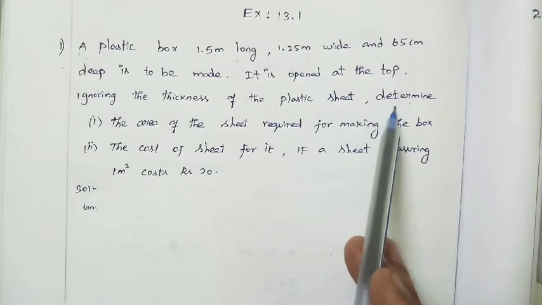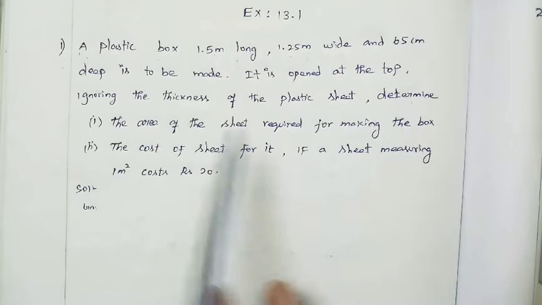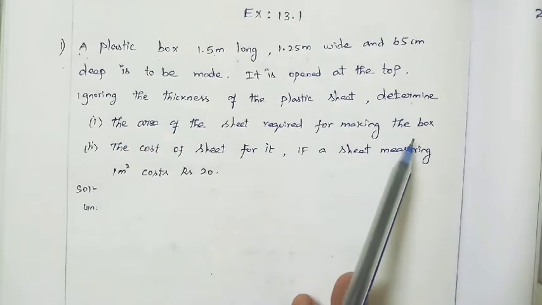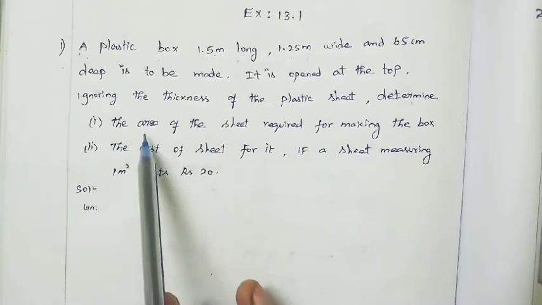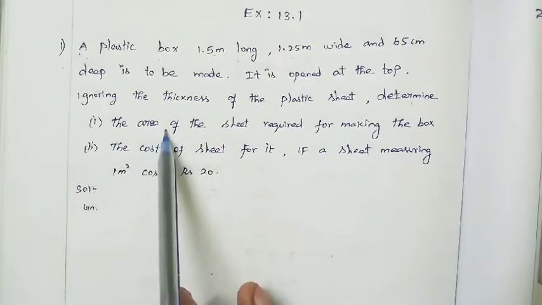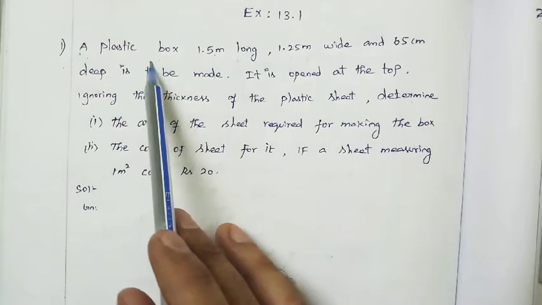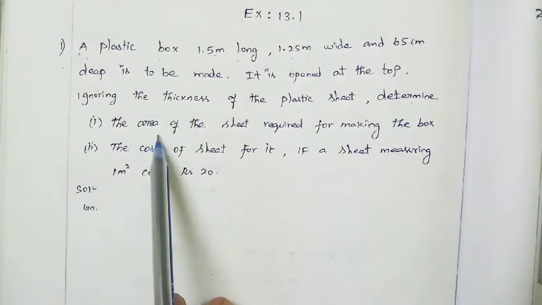Determine: two subdivisions are there, and one by one we want to find. First, what we want to find is the area of the sheet required for making the box. So we want to find the surface area of the box. What shape is the box? Cuboid. So we want to find the surface area of a cuboid.